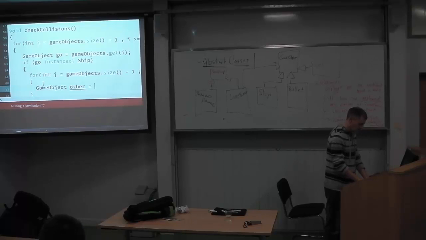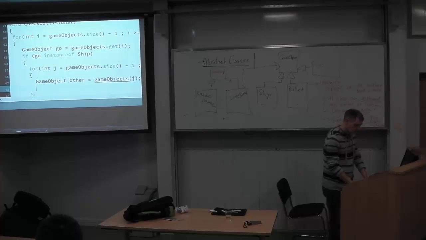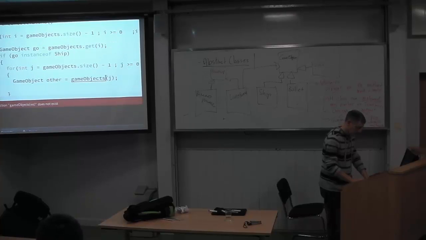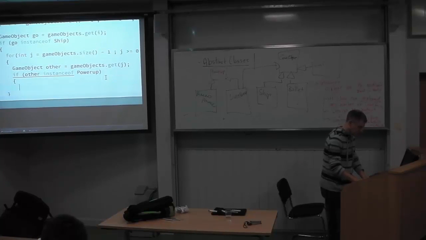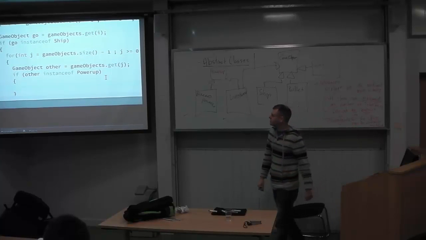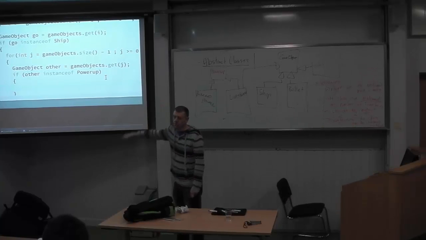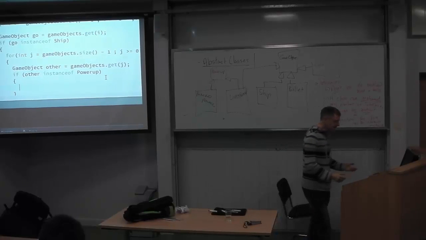Okay? So let's go game object other equals game objects dot get position J. And then we could say if other instance of power up. So that means game object is an instance of ship, other is an instance of power up. We can check to see if they collide, right?